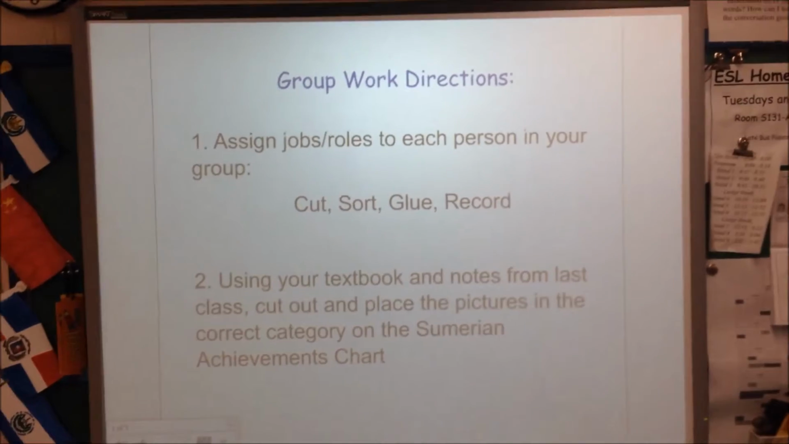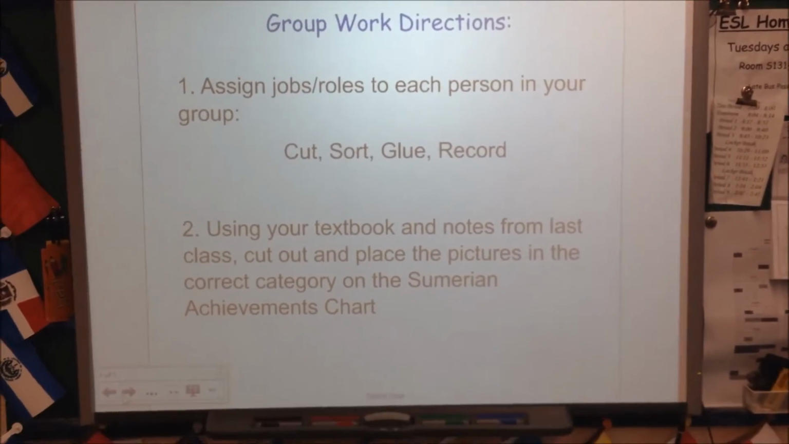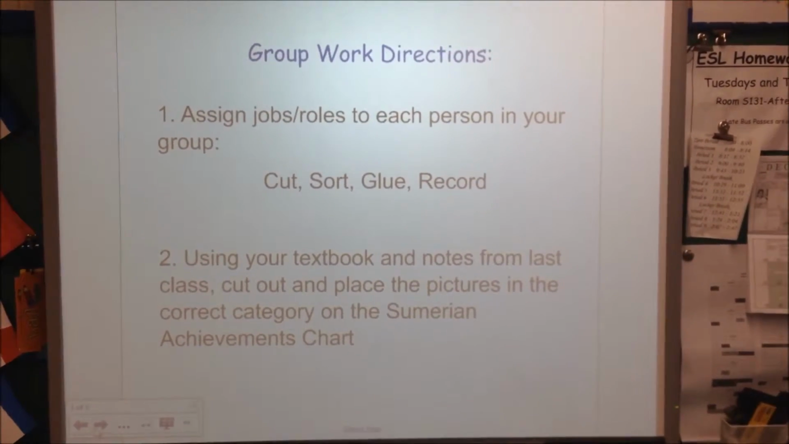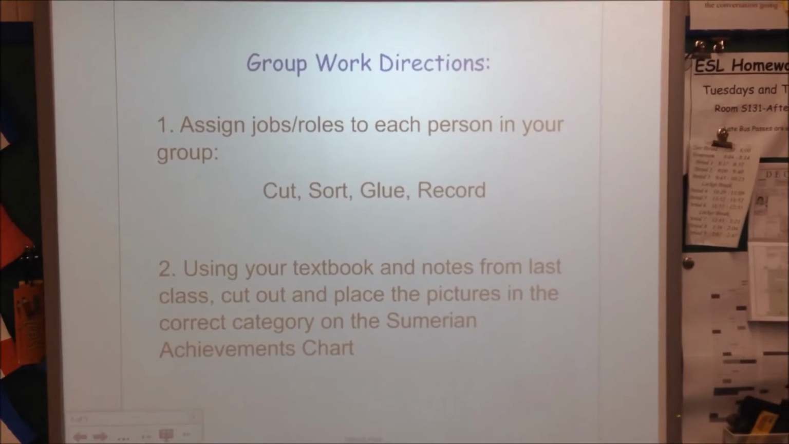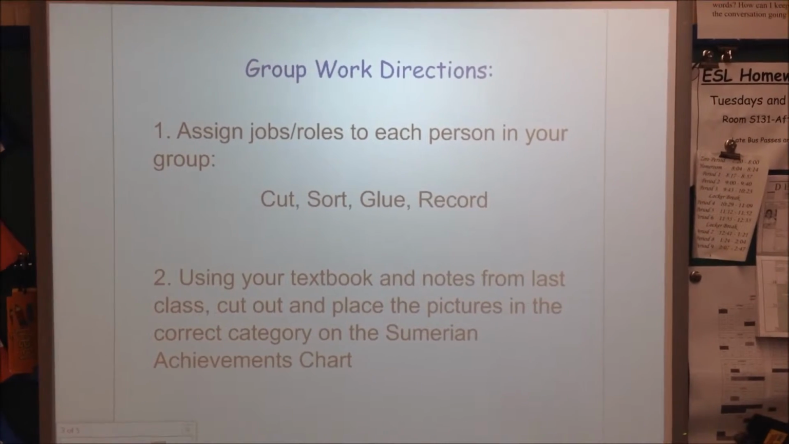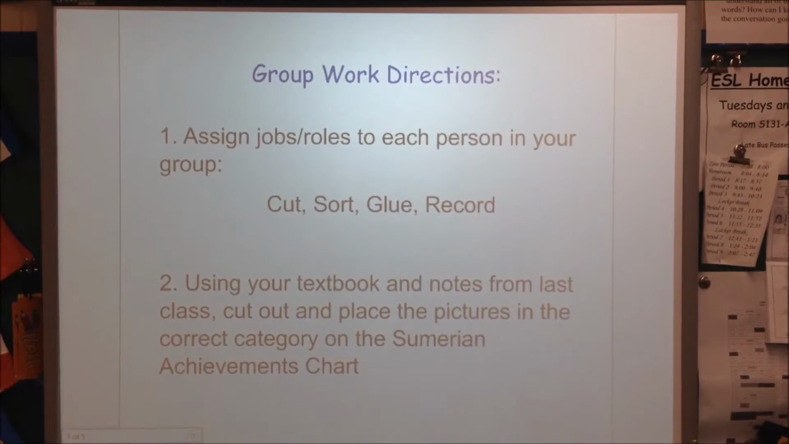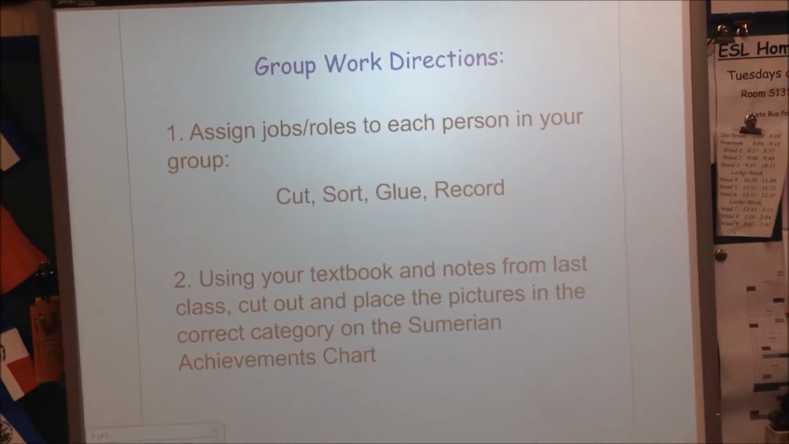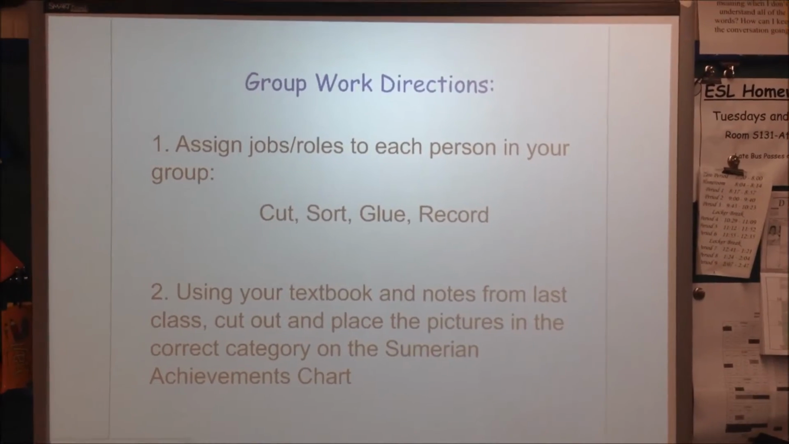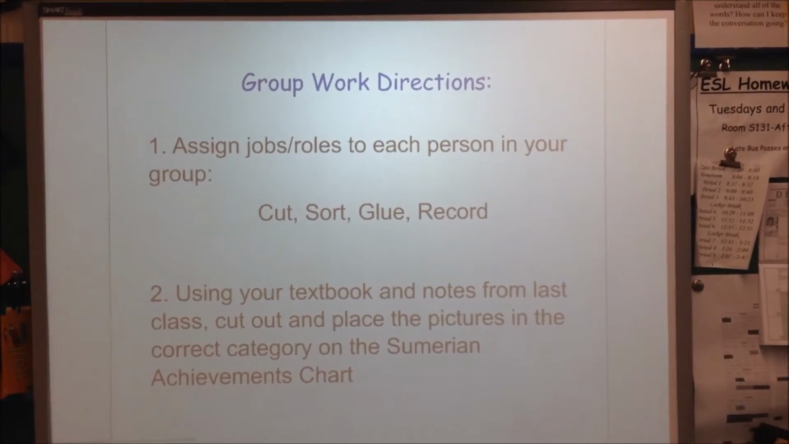Teacher will call on the students to read the directions for their group work on the board. They have to assign roles to each person in the group. The students are allowed to use their notes and their textbook in order to complete the activity, as well as any background knowledge they may have on the subject.